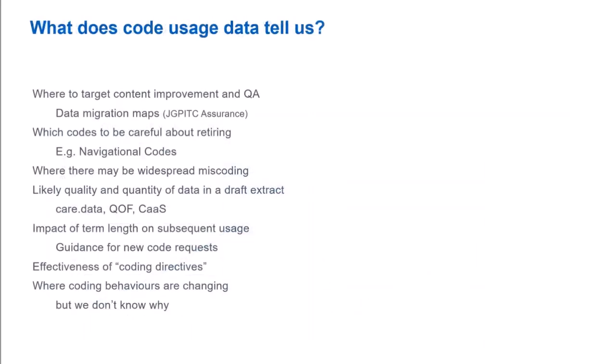So I set out to get this coded usage data to try and answer a number of questions. One of them was, from our side, we've got this enormous volume of codes that never seems to stop growing. And we know it's not perfect. So if we're going to have some kind of quality assurance or quality improvement exercise to review existing SNOMED content and improve it, where should we focus our efforts?